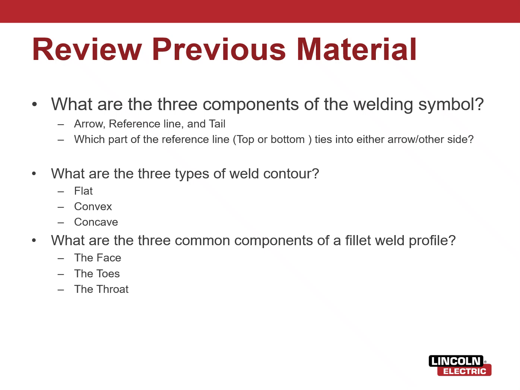The three common components of a fillet weld profile, which if you're in 2A, 2B, you should have this memorized at this point: the face of the weld, the toes of the weld, and the throat of the weld. The face being what you're looking at for the most part. The toes, that's where the base material meets the weld material. That's where we get things like undercut and cold lap. And then the throat is just the depth of that weld from the root to the face.